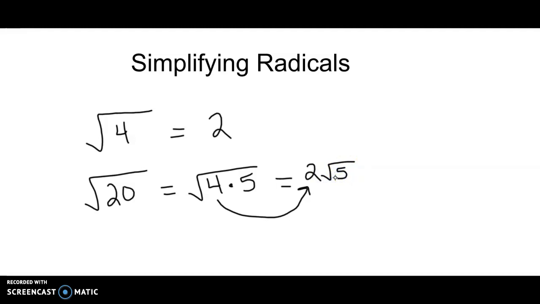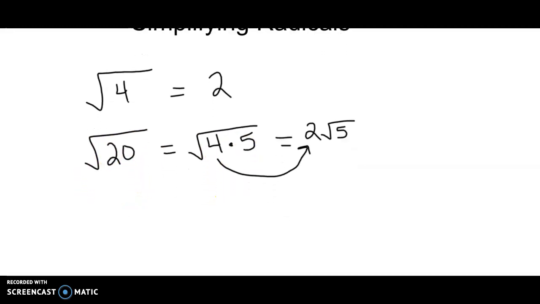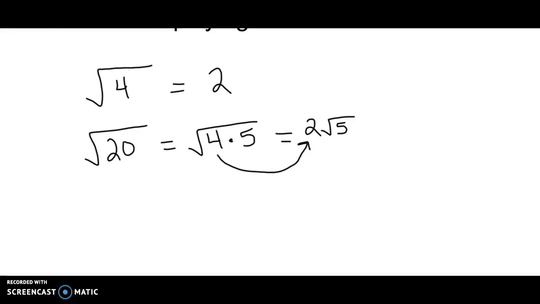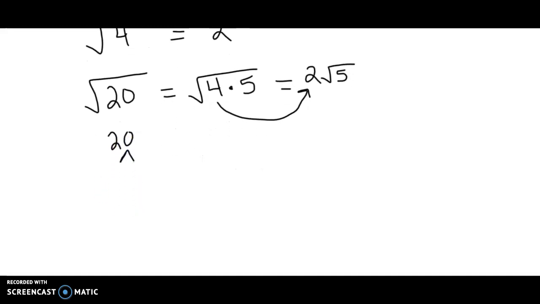Another way that we did the square root of 20, if you couldn't identify what the perfect square was, is that we would take the number 20 and find all the prime factors. Since it's even, start by dividing by 2. Since 10 is even, divide by 2 again.